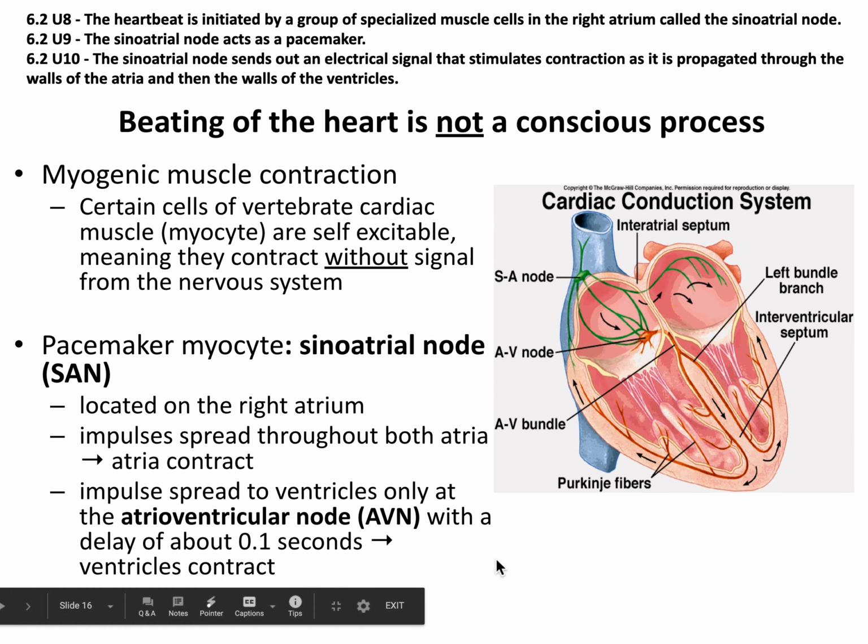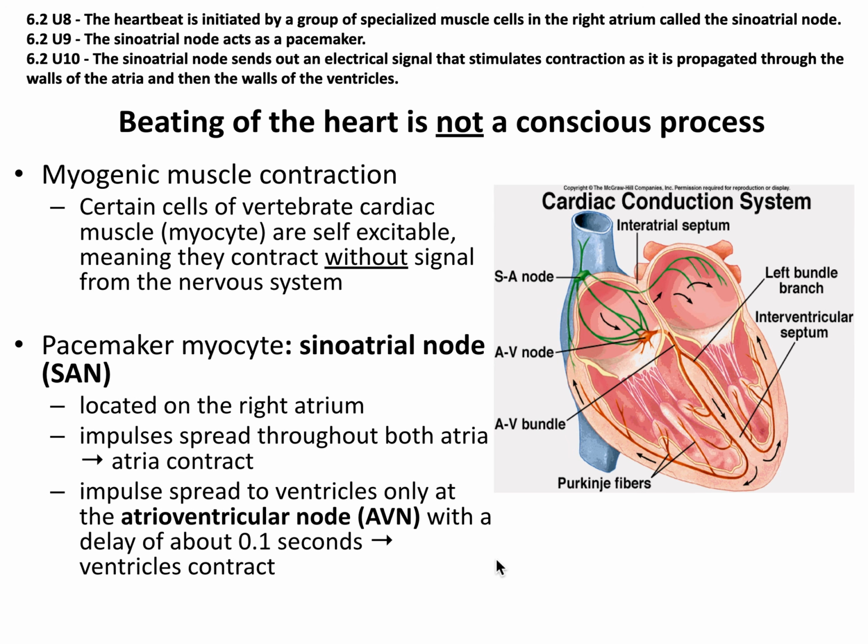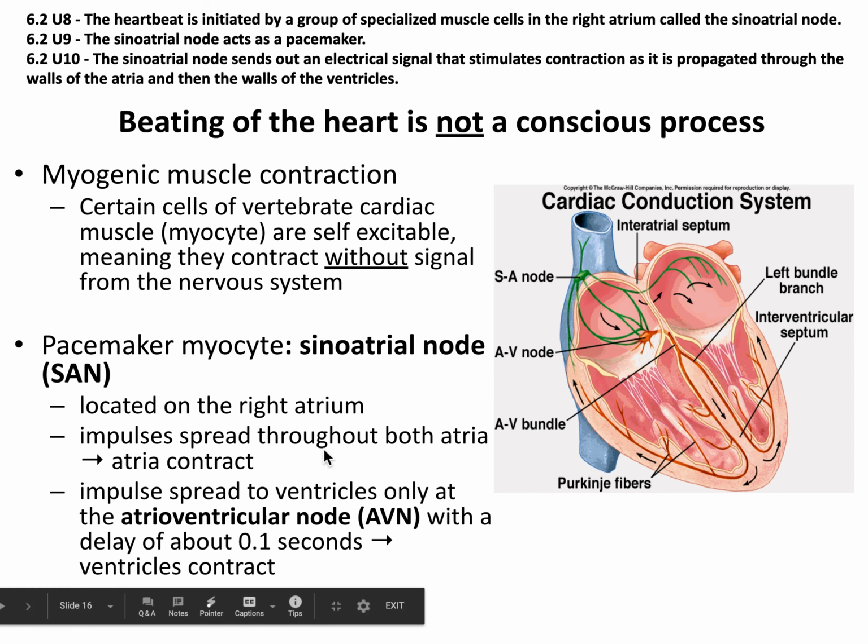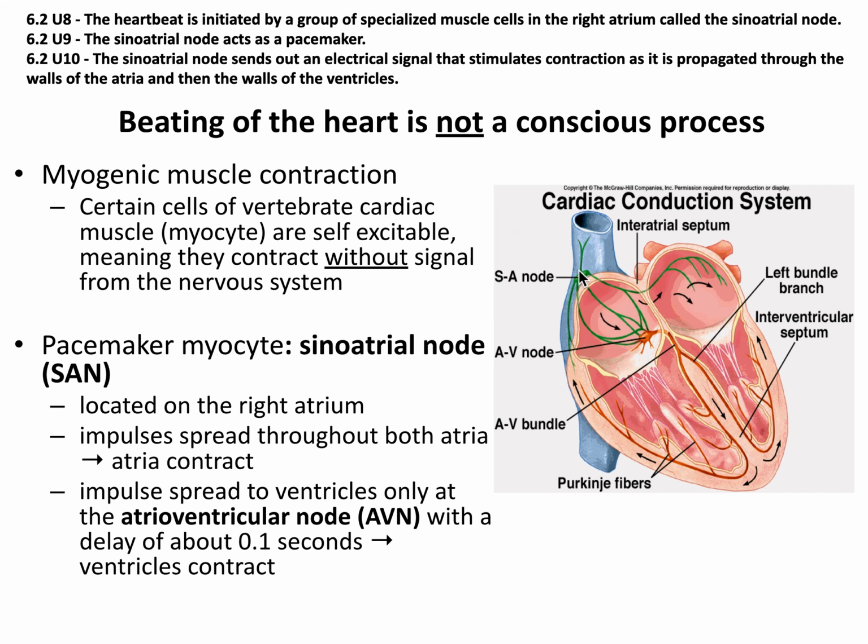And that's why you're hearing that lub-dub, lub-dub, because the atria contract, then the ventricles contract. The sinoatrial node is often called the pacemaker. If you hear someone having a synthetic pacemaker inside their heart, it's because theirs is no longer keeping their heart at a proper rhythm, and so they have a man-made one put into their heart. The sinoatrial node sends an electrical signal that's going to stimulate contraction throughout the heart. First the atria, then the ventricles.